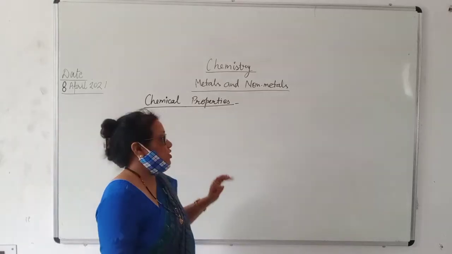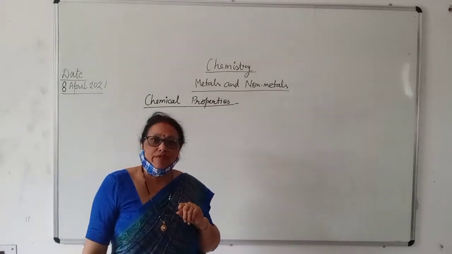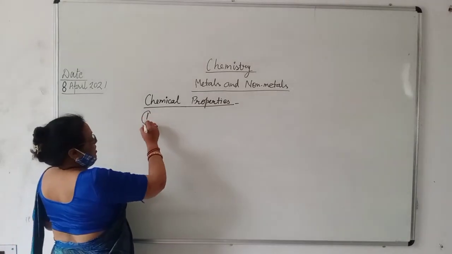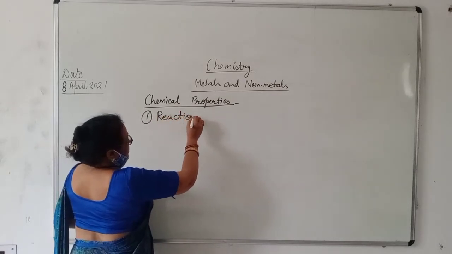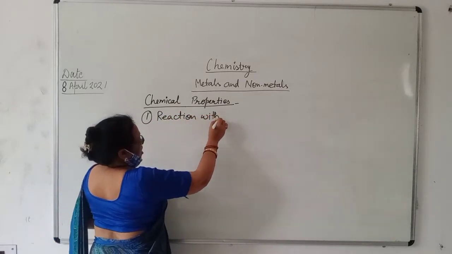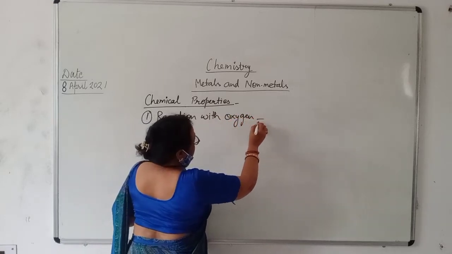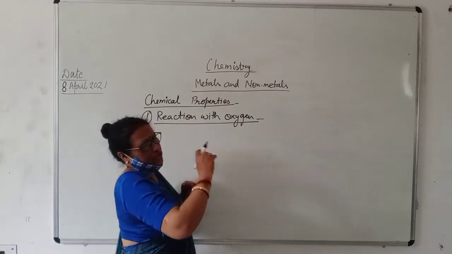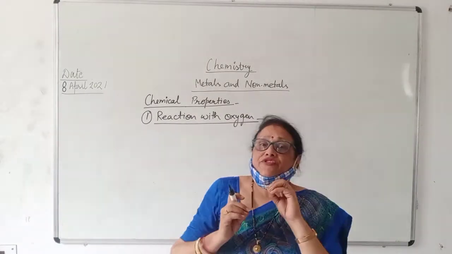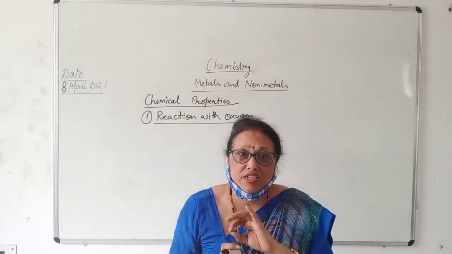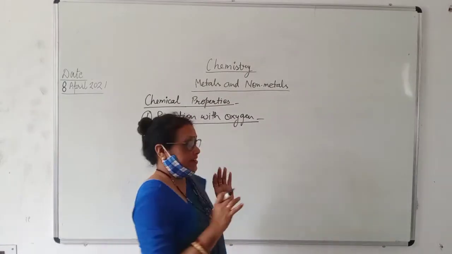Now we are going to start the chemical properties of metals and non-metals. First of all, we will study the reaction with oxygen: how metals and non-metals react with oxygen. Do you know what is the meaning of oxygen? Here we are referring to air, because oxygen is the active part of the air.